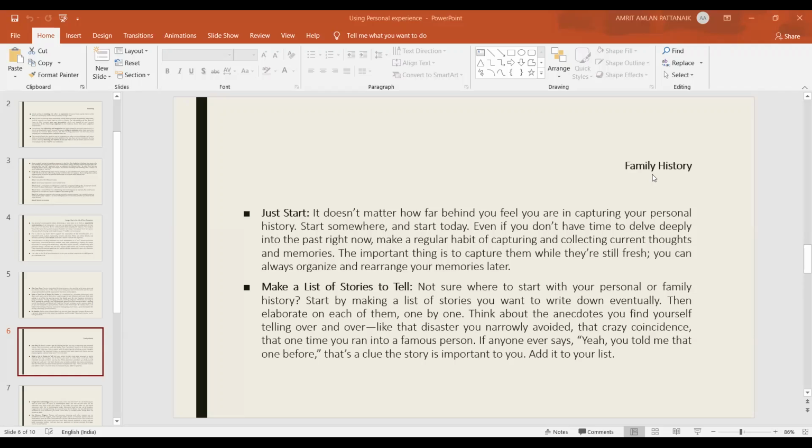Then you can elaborate on each of these stories one by one. Once you have the list of stories that you want to tell, drawing from your family history, you can expand upon them. Then think about the anecdotes you find yourself telling over and over, like a disaster you narrowly avoided, that crazy coincidence, or that one time you ran into a famous person. If anyone ever says, "Yeah, you told me that one before," that's a clue that the story is important to you. Then you may add it to your list.